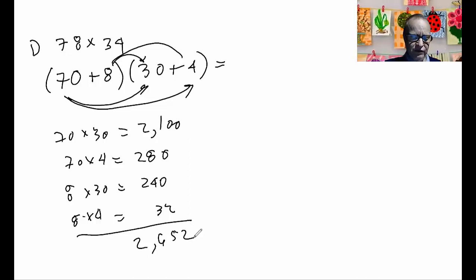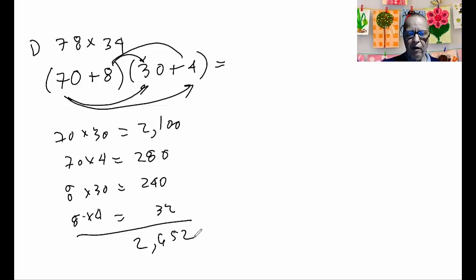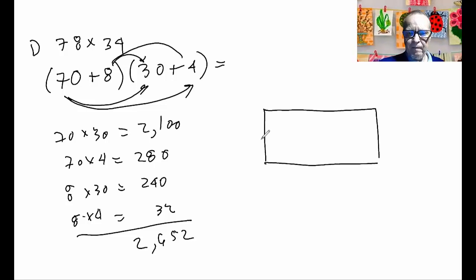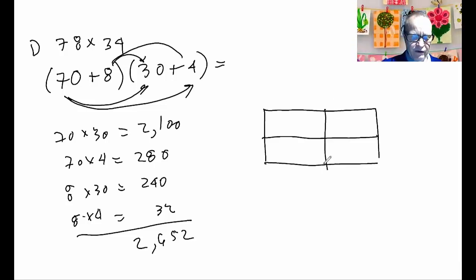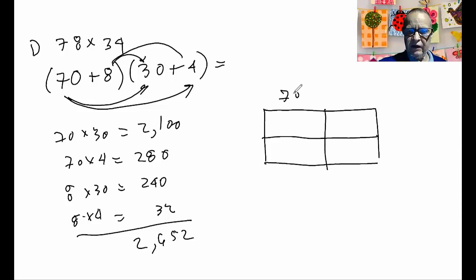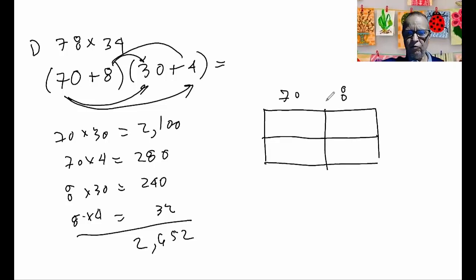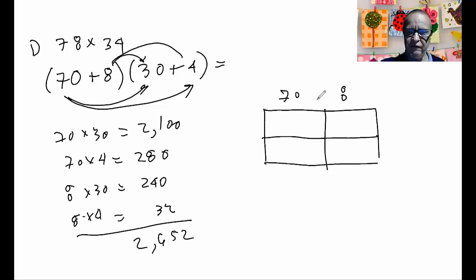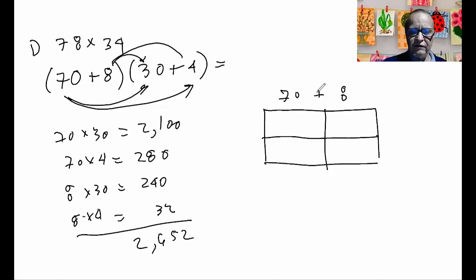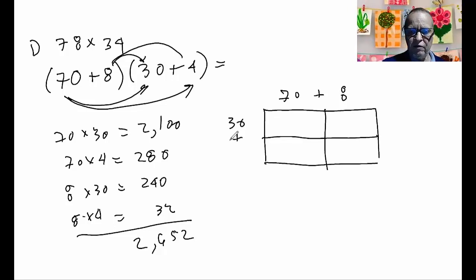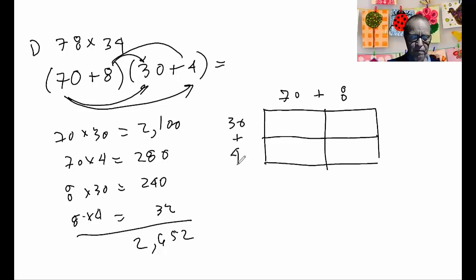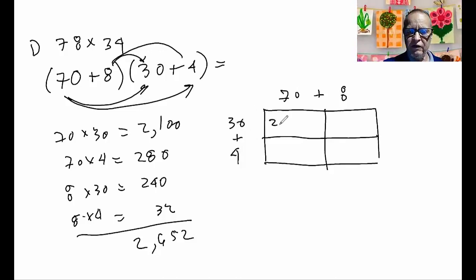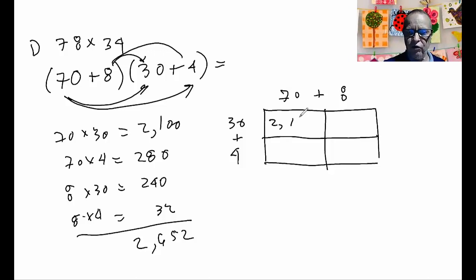Another way to look at this is to use a box. So we can take a box and divide it, tens, ones, 78, so 70 plus 8, and then similarly for 30, 30 plus 4, and then do the multiplication. 30 times 70 gives us 2,100.